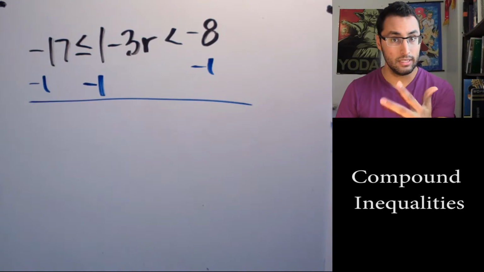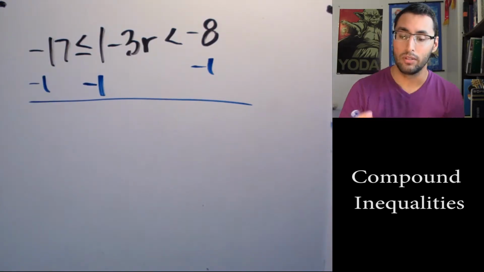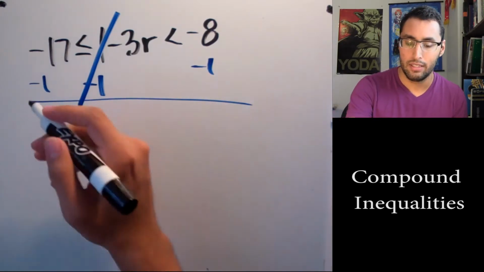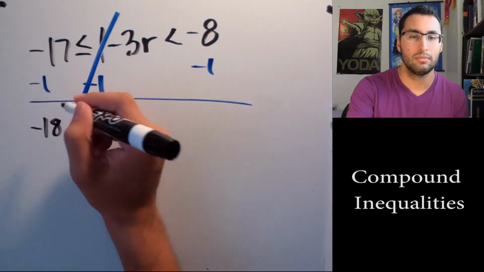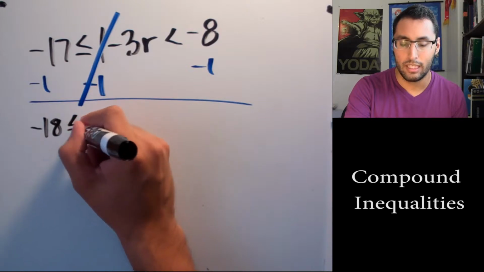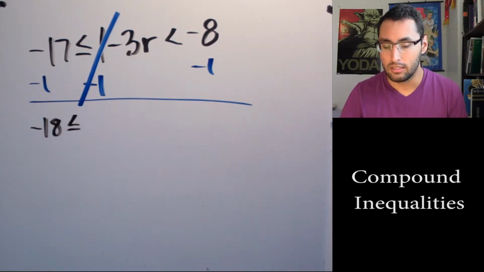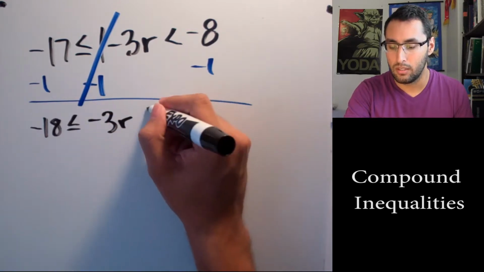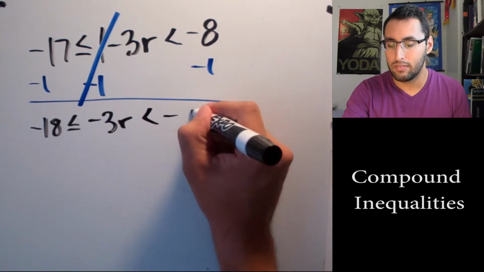So you're doing it to 3 sides, the left, right, and the very middle. Okay, so over here it goes away. On the left hand side, we're going to have -18. Same signs, you add them. We're going to keep our inequality sign, which is less than or equal to. What we have left over in the middle is -3r, less than, and over here we're going to get -9.